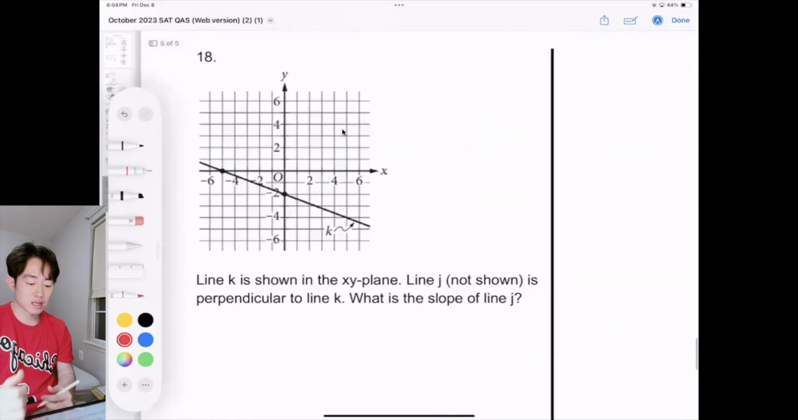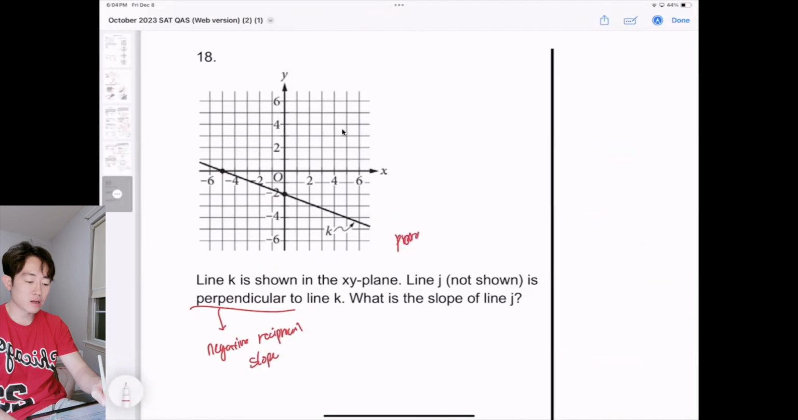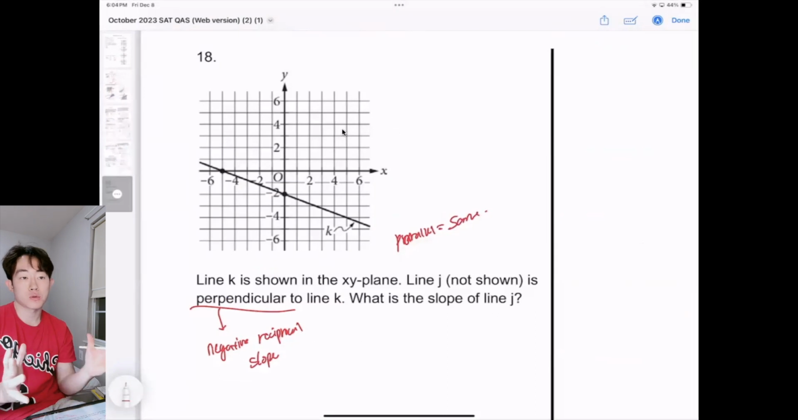All right, number 18. Line K is shown in the xy plane. Line J is not shown, but is perpendicular. Okay, let's highlight that: negative reciprocal slope. Parallel slope is always the same. We did that in the previous multiple choice question. Perpendicular means you have a negative reciprocal slope.